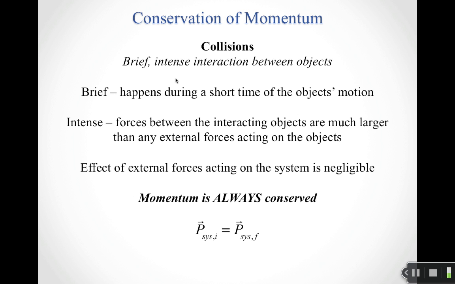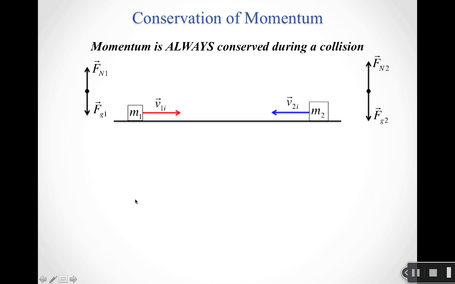So effectively, we can always conserve momentum for collisions because, over the brief period of time the collision is occurring, the only thing we really need to worry about are the internal forces between the objects in our system. And we know that they're going to cancel out. So this means that momentum is always conserved for a collision. The initial linear momentum of our system is going to be equal to the final linear momentum of our system.